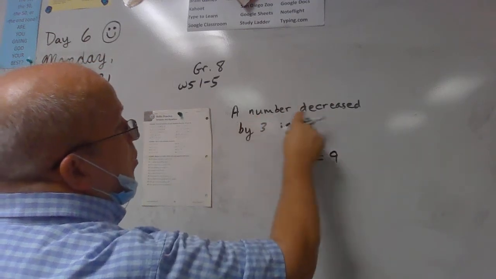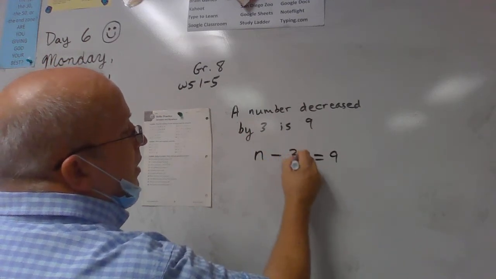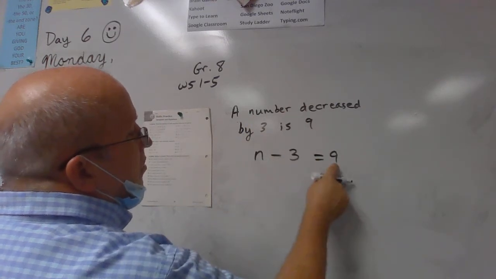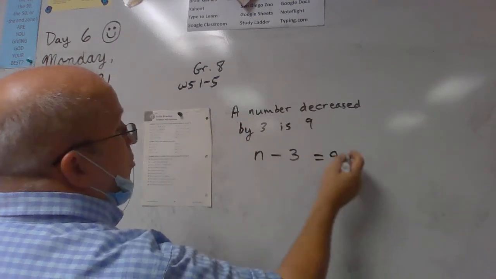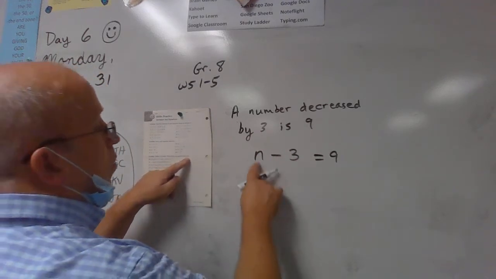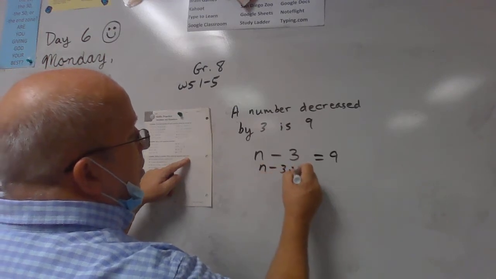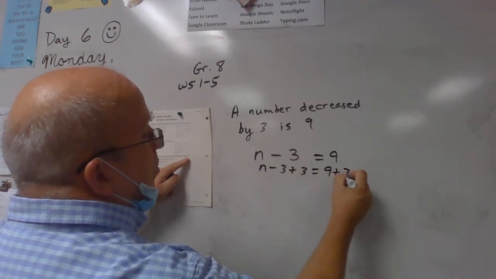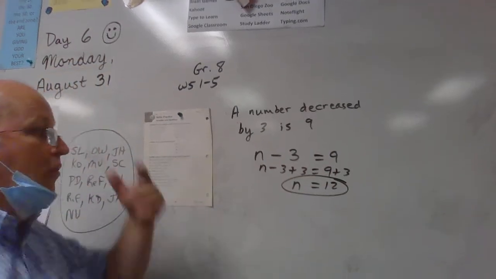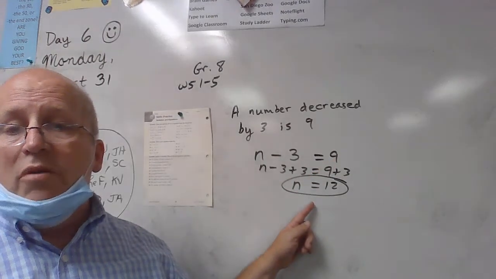A number decreased by 3 is 9. So here's our equation. But they also want us to solve this one. What would n be? Well, if I want to get n by itself, I could add 3 to both sides of the equation. Remember doing that last year? So n is 12. So I created an equation, and I solved the equation.